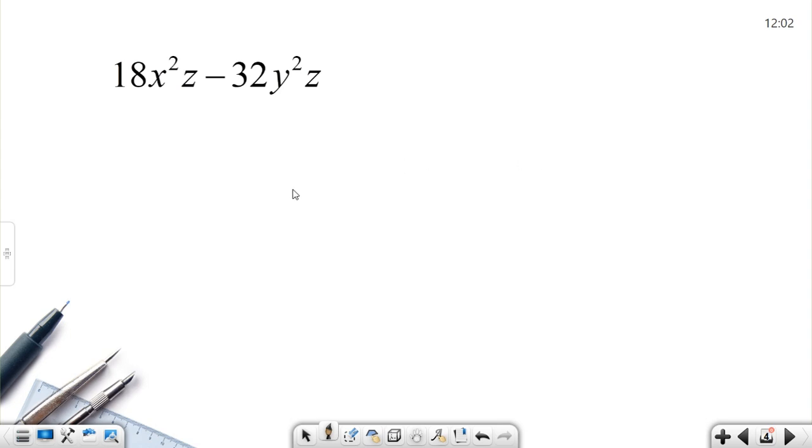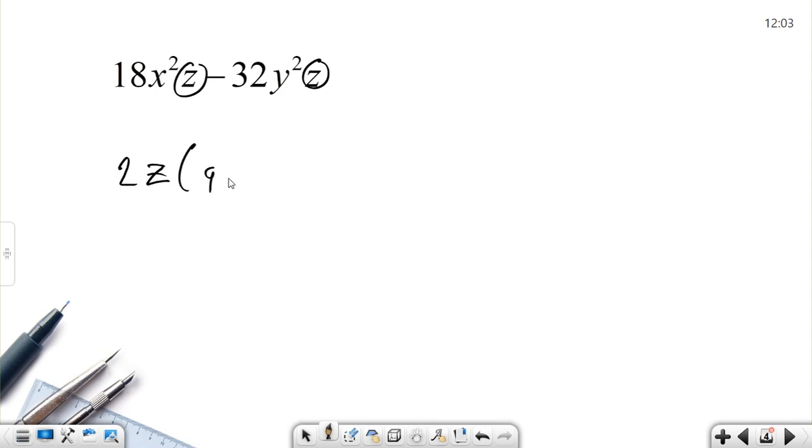Another example. Again, z doesn't have a perfect square here, as you see. 18 and 32, they are not perfect squares either. So I need to factorize by a common factor. 18 and 32, I think they are both divisible by 2. As you see, z and z, it's a common factor. I can factorize out the term 2z.